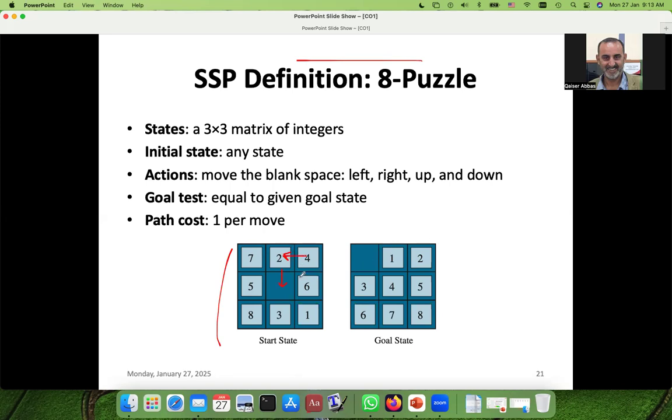Any random state can be the start state, and then you have to arrange it like that: space in the beginning, and then 1 2 3 4 5 in ascending order. This is the goal state. This is called 8 puzzle, because here you have 8 blocks from 1 to 8. Now write the problem definition for that.